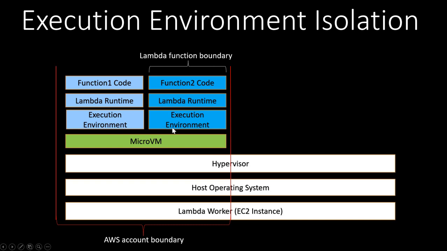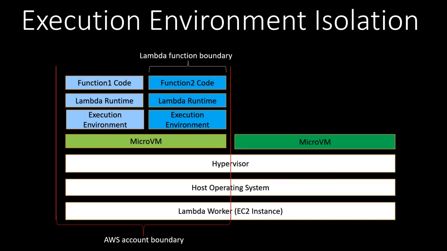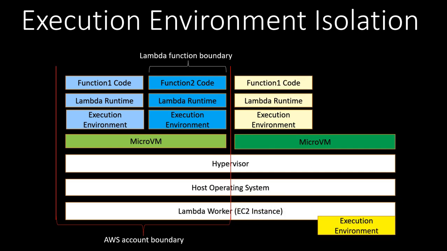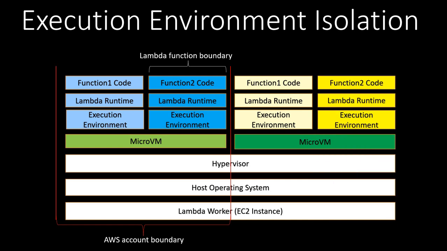So suppose we have another AWS account. For that AWS account, we will have a separate micro VM, and above the micro VM, we will have the same execution environment, Lambda runtime and function code. So this here is another AWS account. Let's see this in more detail in the next slide.